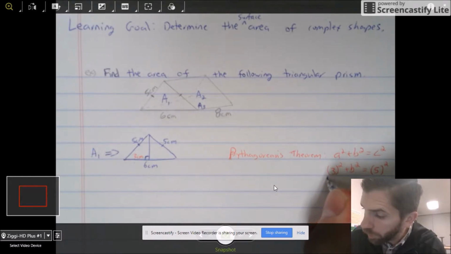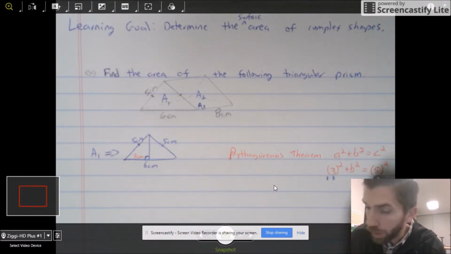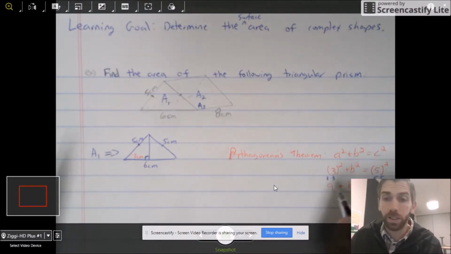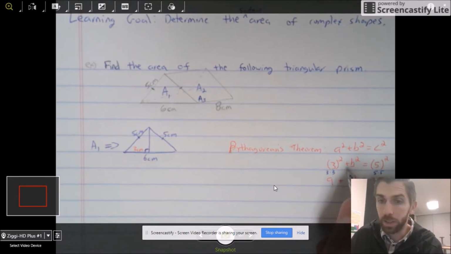3 times 3. 5 squared means 5 times 5. So this will give me 9, plus B squared hasn't changed, equals 25. All right, so now I just need to isolate my variable. And we've done this a few times in class now. You want to get B all by itself.